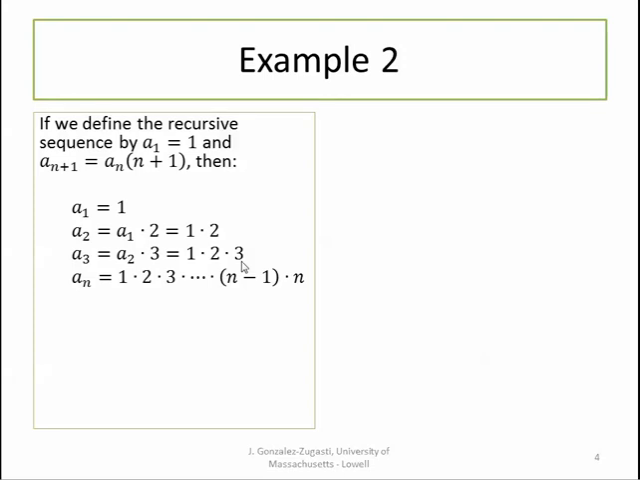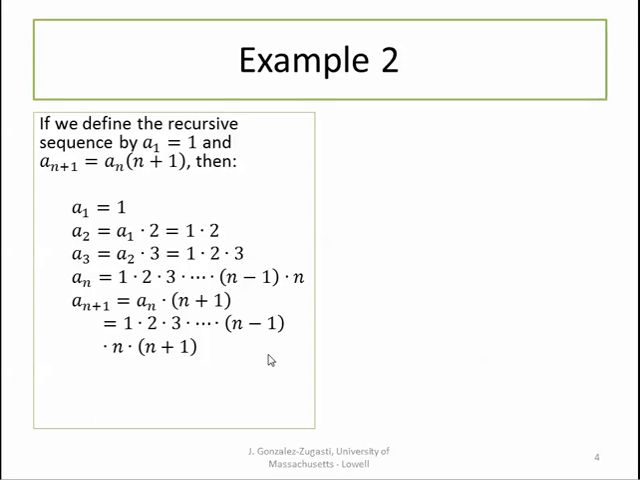And if we continue on in that pattern, you'll see that our a sub n is going to be equal to this. We can double check that we're right by looking at a sub n plus 1. The formula says that's going to be equal to a sub n times n plus 1. A sub n we said was 1 times 2 times 3 up to n minus 1 times n, and then times n plus 1. So it looks like we have the right formula.